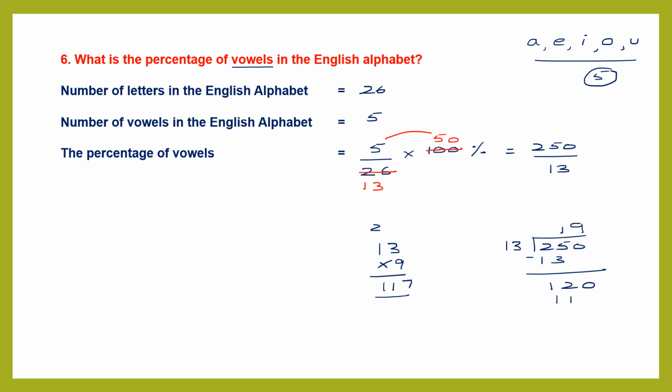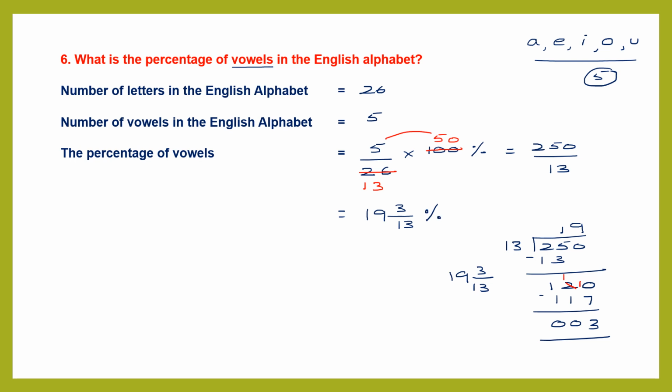13 into 9 is 117. So now let's subtract. This becomes 1, 10. 10 minus 7 is 3, 0, 0. So what do we have here? Our mixed number here is 19 and 3 by 13. This is our mixed number and that is our answer. The percentage of vowels is 19 and 3 by 13 percent. So what is our final answer? 19 and 3 by 13 percent is the percentage of vowels in the English alphabet.